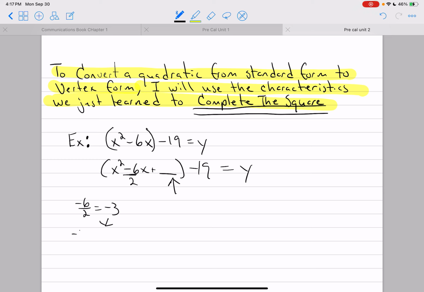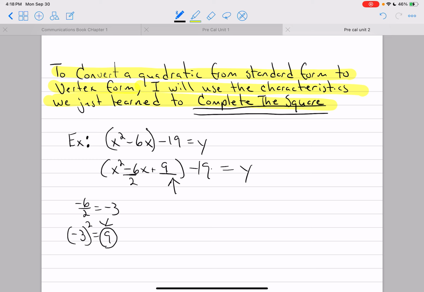Then with that number, negative 3, I'm going to square it. And that is 9. And if you remember, 9 is the third term of the perfect square. So I'm going to take 9 and put it right here. Again, I just made this up out of the blue. So you're like, Bass, that ain't legal. Well, yeah, it is legal if I decide to add 9 right in here.